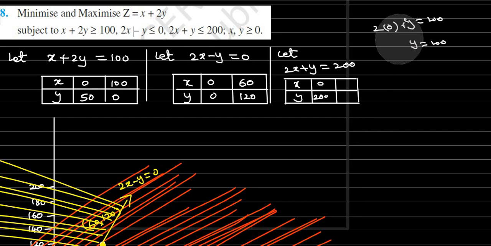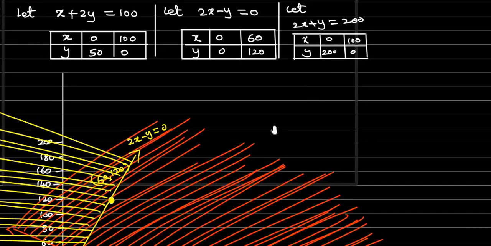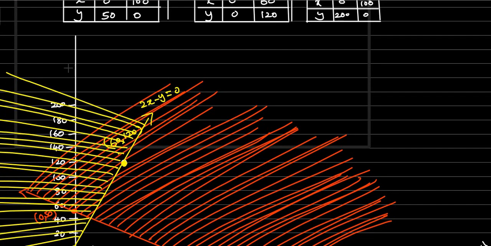If y equals 0, then 2x plus 0 equals 200. Then 2x equals 200, so x equals 100. So if y takes 0, x is 100. Now these two points we have to plot in a graph. The first one is 0 comma 200, which we have here.